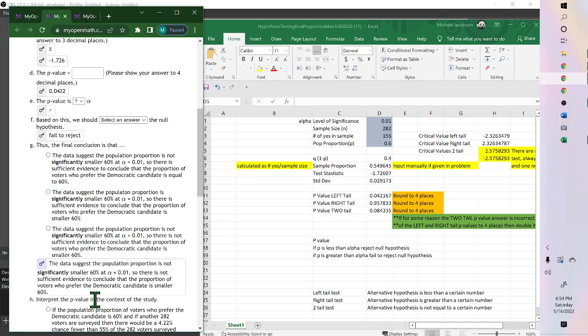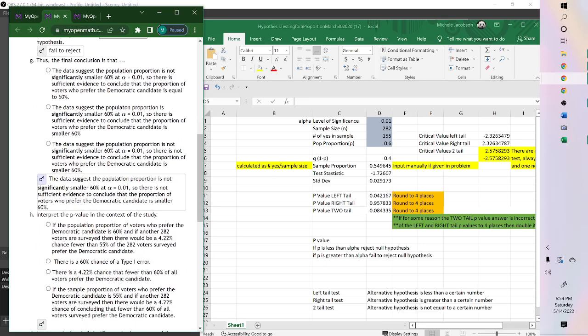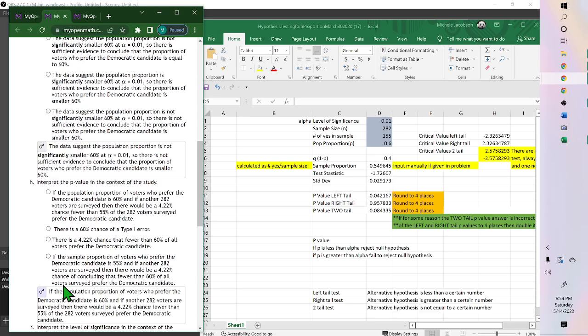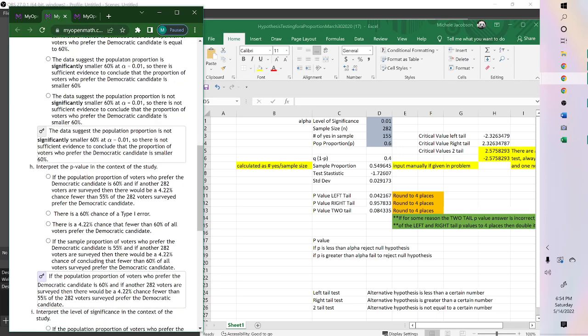When you're using the p-value, you're going to write it as a percent. That was, so it'd be 4%. But you're basically saying the same thing. The population proportion of voters who prefer the Democrat candidate is 60%, and if another 282 voters are surveyed, then there will be a 4.22% chance of fewer than 55%. So it's telling you the chance that it could be less than, and it's a 4.22%.